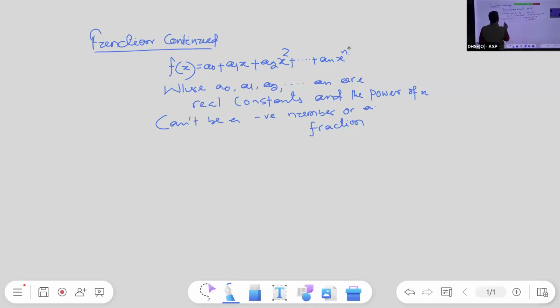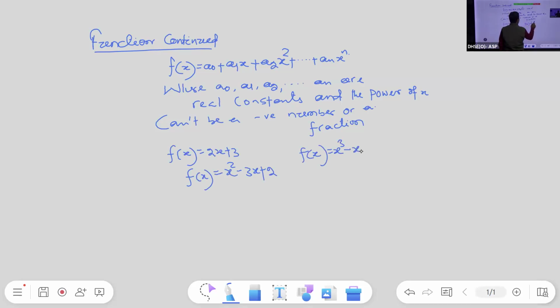For example, f of x is equal to 2x plus 3. It is a polynomial function of degree 1. f of x is equal to x square minus 3x plus 2. It is a polynomial function of degree 2. f of x is equal to x cube minus x is a polynomial function of degree 3. Degree means the highest power of the variable. Okay.